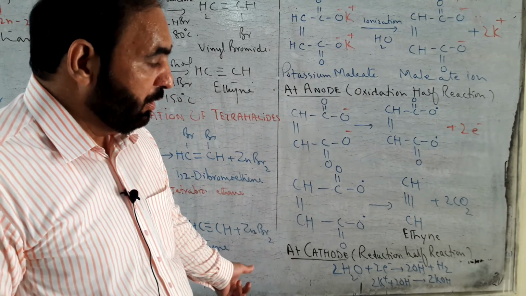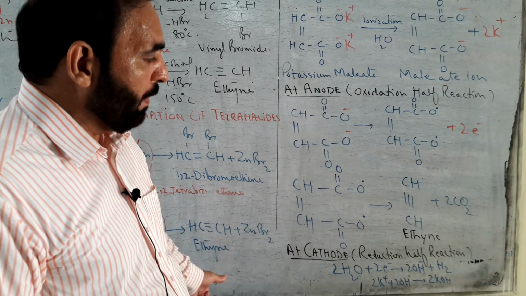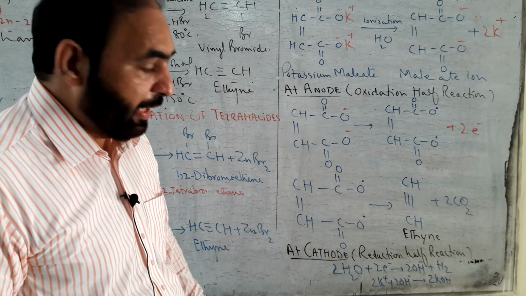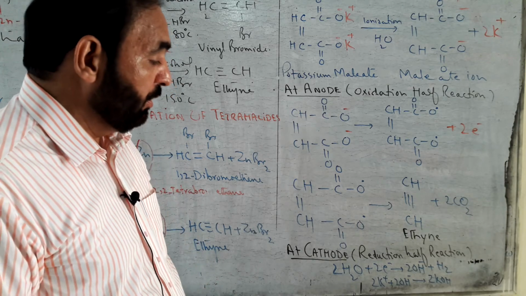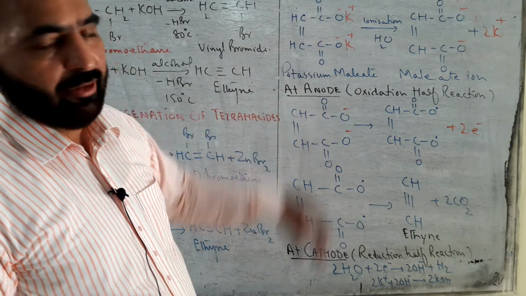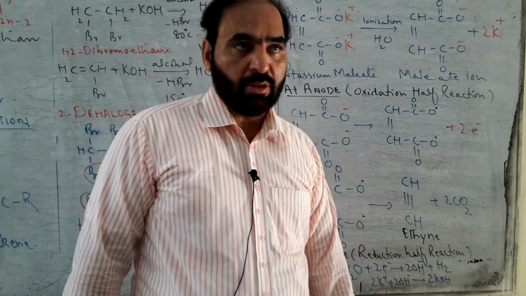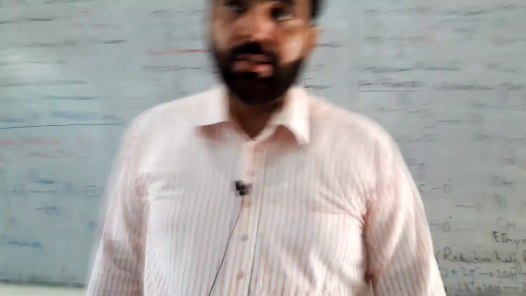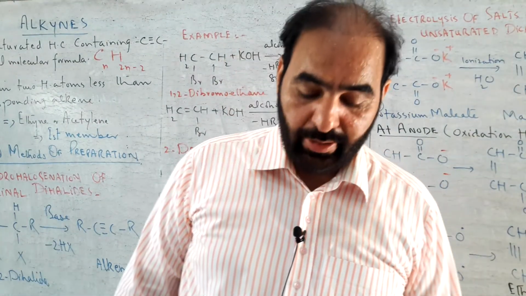At cathode, reduction half reaction takes place. Water is reduced to OH ions and hydrogen gas is produced. These OH ions combine with potassium ions to form potassium hydroxide and reaction is completed. That is all about general methods for the preparation of ethyne.